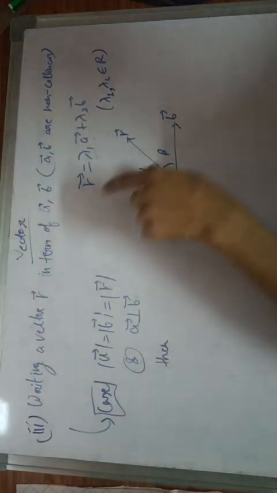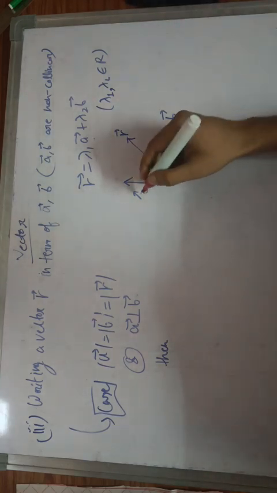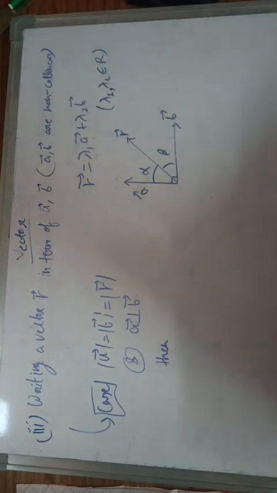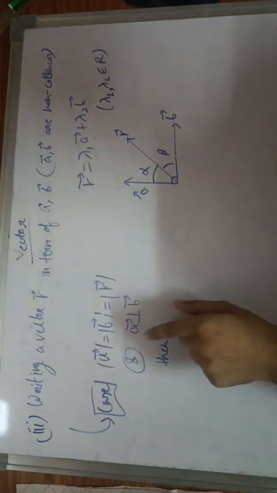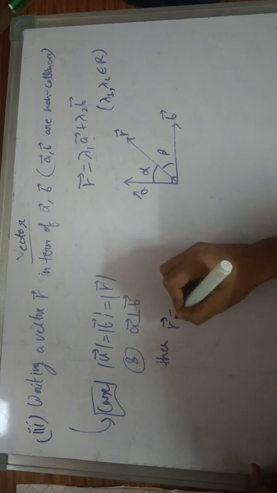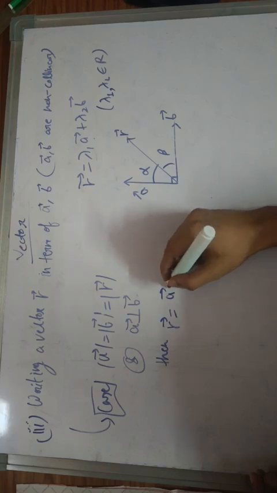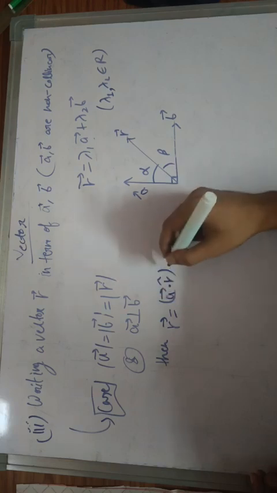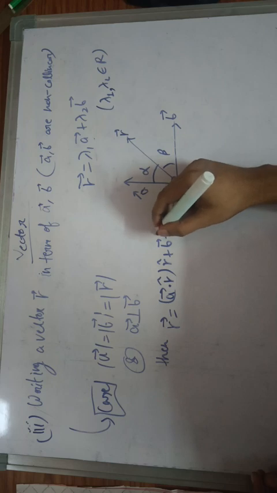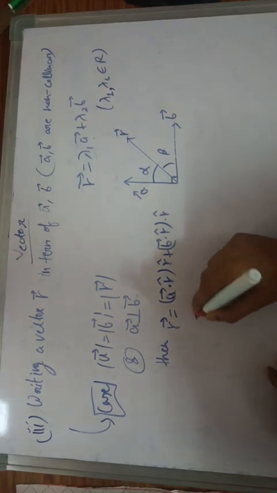So, a special case of writing a vector R in terms of any two vectors A and B: if the magnitudes of all three vectors, A vector, B vector, and the vector R which we want to write, are equal, and A vector is perpendicular to vector B, then in such a case we can write R vector as the projection of A along R, which is A dot R cap, into R cap, plus B dot R cap into R cap. This is how we can write this R vector.